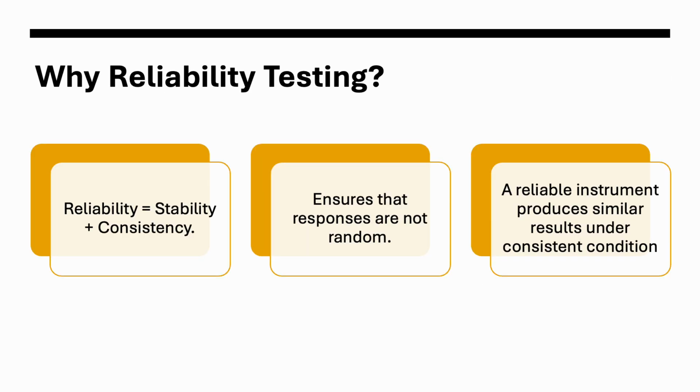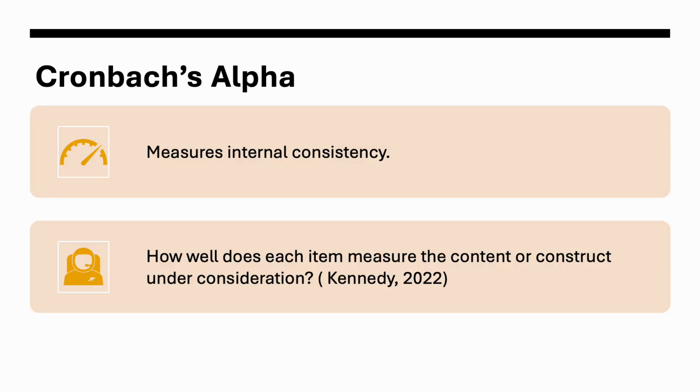Reliability is about consistency. If the same respondents answer these questions under similar conditions, the results should be stable. Without reliability, even a valid instrument can produce misleading results. Cronbach's Alpha is the most widely used reliability coefficient for Likert-type scales. It tells us how closely related the items are. A higher alpha means better internal consistency.